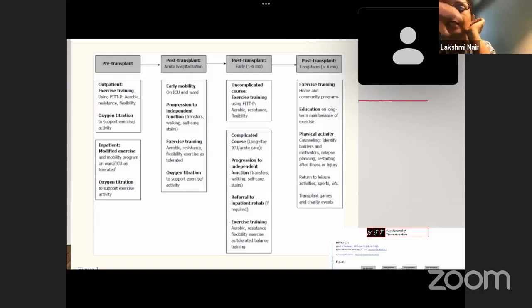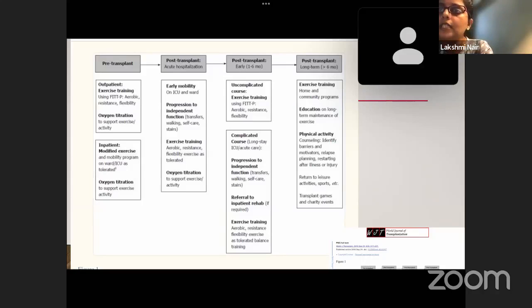So the patients can be of two types. What Sumant showed was a complicated long ICU stay, those who are on tracheostomy, those who have the CPAP supports. So they tend to lose muscles. The longer they stay, the more muscles they tend to lose. So for them, we might have to consider a prolonged period of rehab, a referral to an inpatient rehabilitation program if necessary, a slower progression, but still taking into consideration the transfers, self-care, stairs. Slowly, we need to guide them, holding their hands. So exercise training is common for all of them.